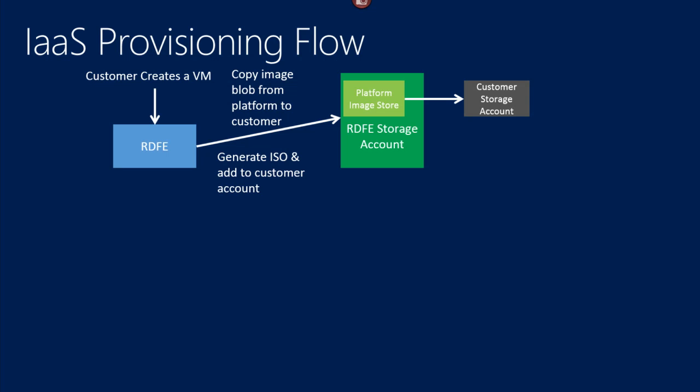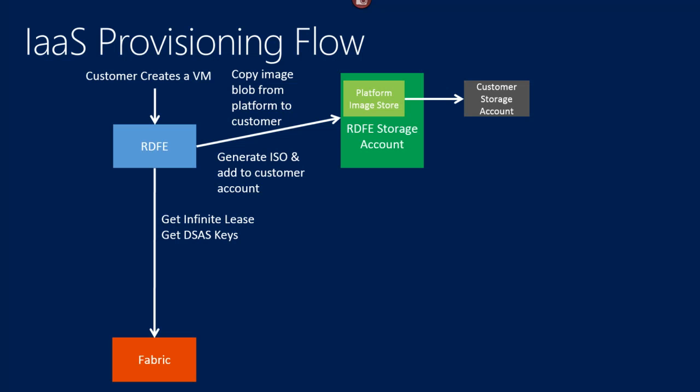Then we generate an ISO and add it to your storage account. Then RDFE calls the Fabric, and Fabric gets an infinite lease, gets the storage shared access keys to talk to your storage account. By the way, infinite lease is why when you try to delete a blob that is mounted as a disk, you get an error. It's because there's a lease being held by the Fabric controller, by the server that this thing is deployed onto, that won't let it go away. It's actually RDFE that grabs the lease and then hands off the lease to the Fabric controller.